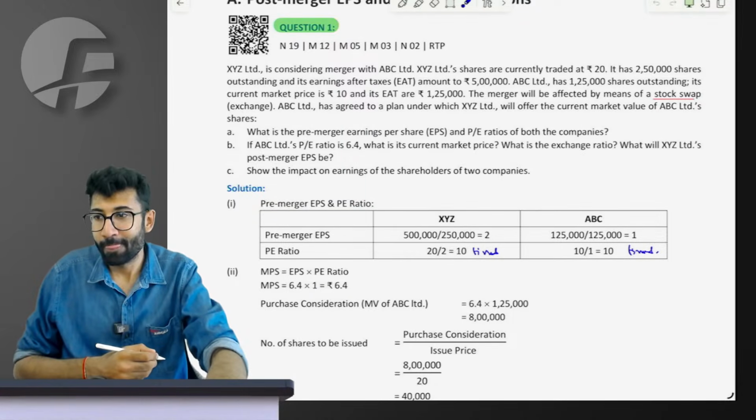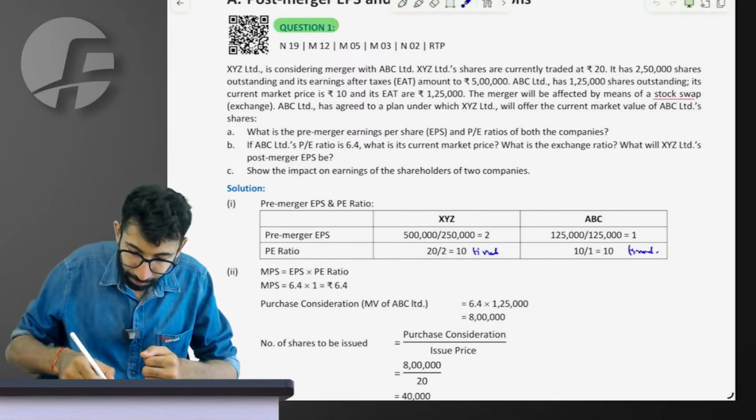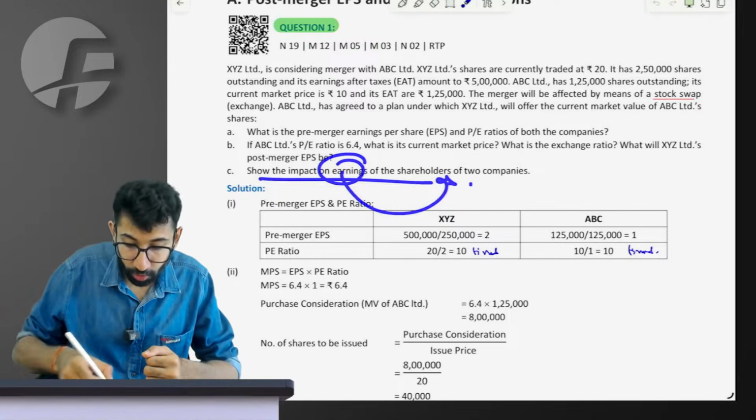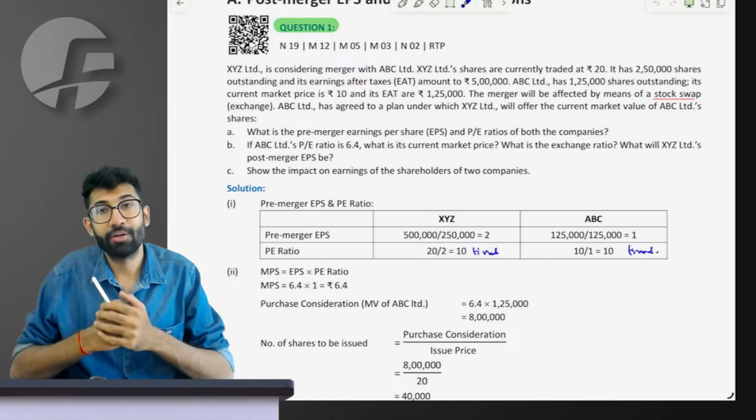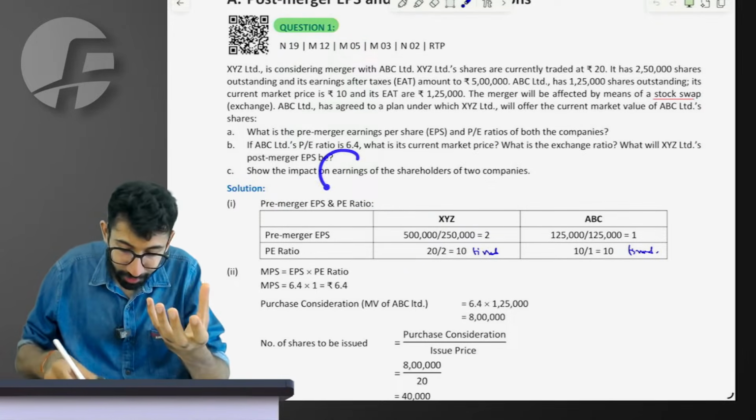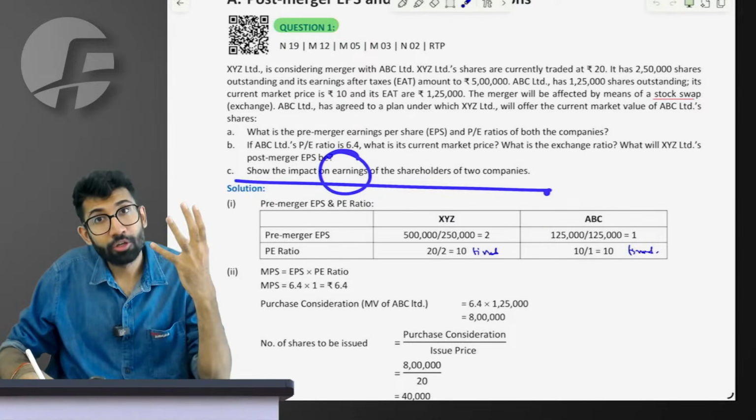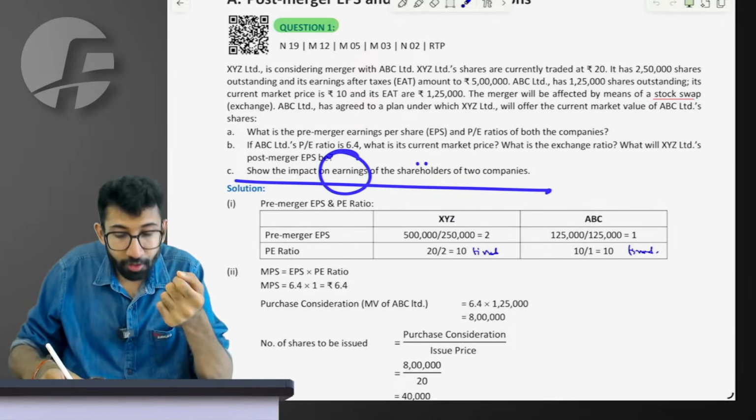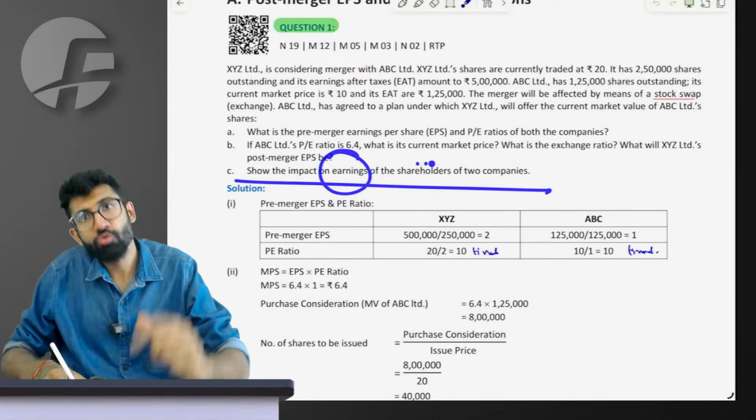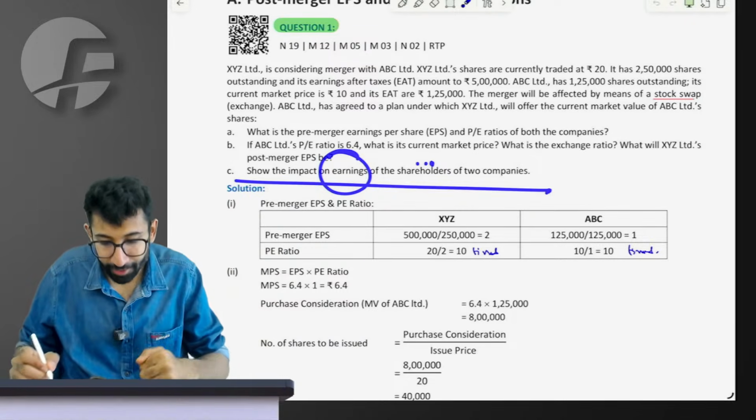Come on. Then we say impact on the earnings of the shareholder. Are you all able to understand what the examiner is trying to ask? Impact on the earnings, which is change in the earnings, which is gain or loss in terms of earnings. Sir, per unit or totality? If the question is silent, do both. First calculate per unit, then calculate totality.